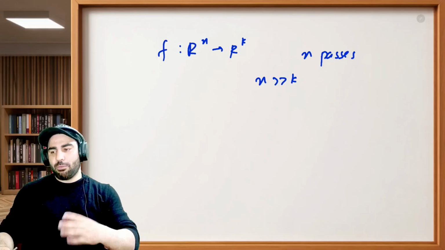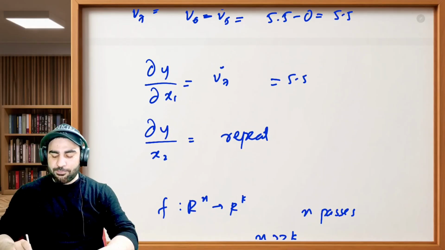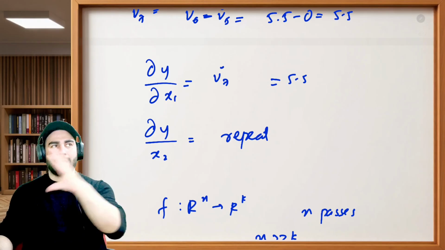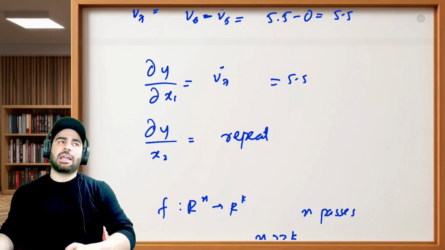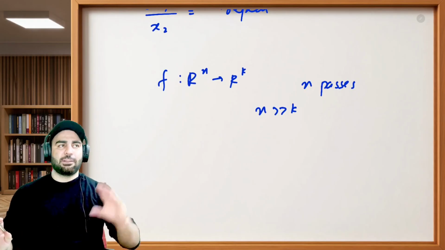So the problem will be that we'll have to perform a lot of these passes. Let's suppose for x1, we'll perform one pass. For x2, we'll perform another pass. So we'll have to do it n number of times, and n is a huge number. So that's the problem with the forward case.